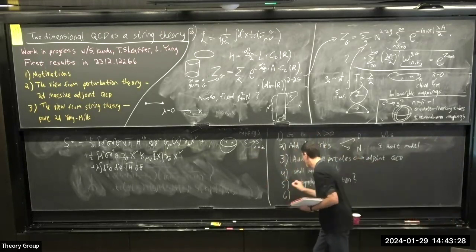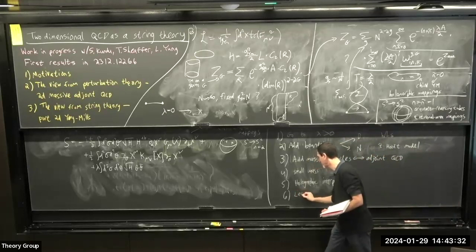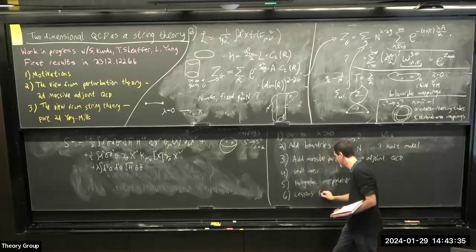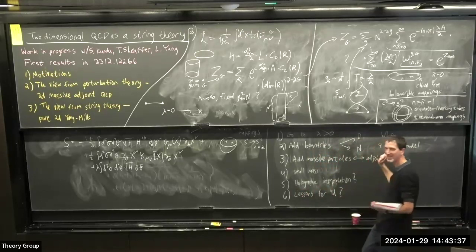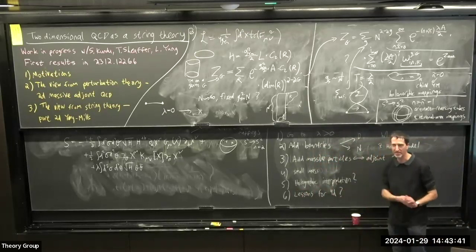And then, of course, there's the million-dollar question, which is, can we learn any lessons from this also about gauge theories in other dimensions, for example in 4 dimensions, but I don't have anything to say about that here. So, thank you.